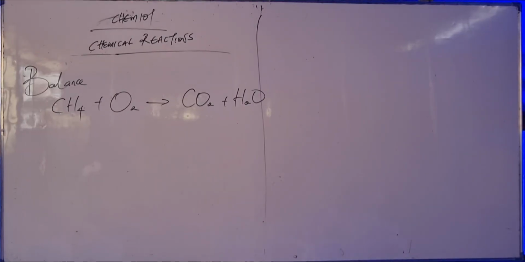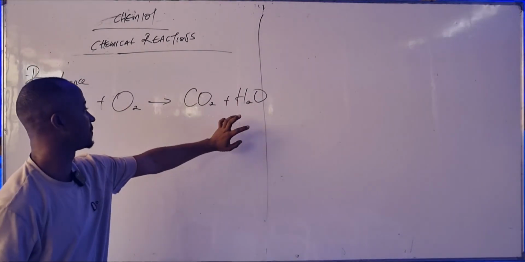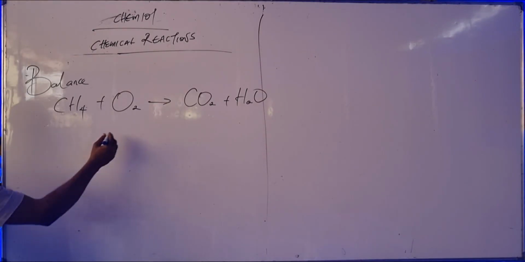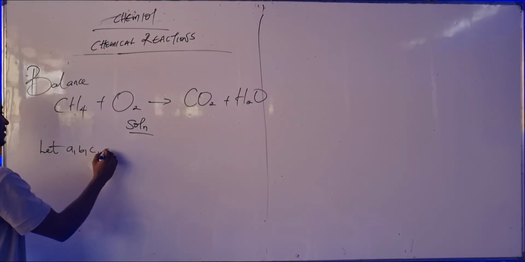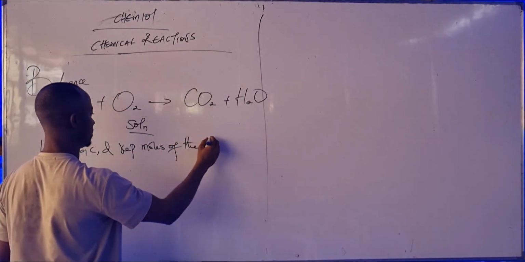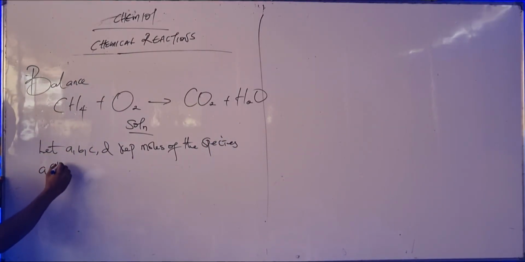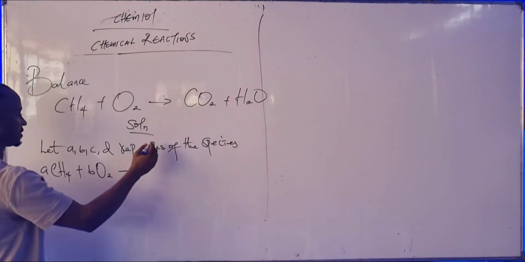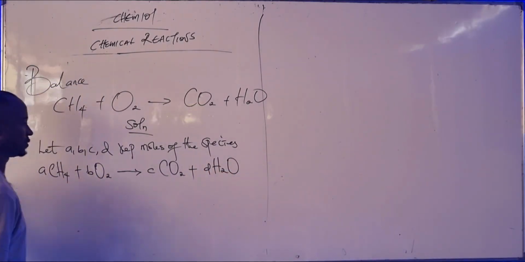Okay, number 2, balance this equation. CH4 plus O2, giving us CO2 plus what? Water. So here we have 4 species. To balance this, we're going to say let A, B, C, and what now? D represents the moles, right? Moles of what? Of the species. In other words, here becomes what? A CH4, right? Plus what? B O2, giving us what? C CO2 plus what? D H2O.